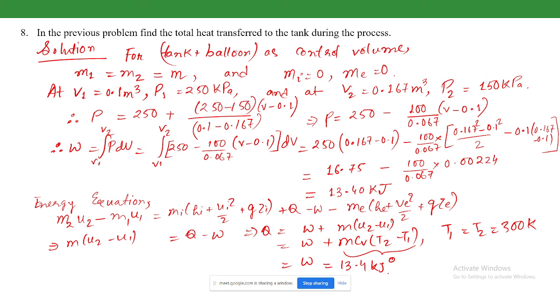Therefore, the heat transfer to the tank is 13.4 kilojoule.